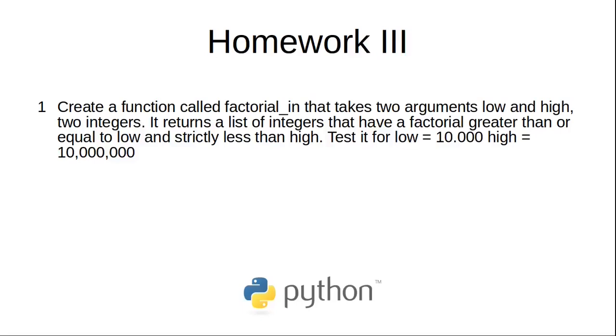Homework. First question. Create a function called factorial_in that takes two arguments, low and high, two integers. It returns a list of integers that have a factorial greater than or equal to low and strictly less than high. Test it for low equal to 10,000, high equal to 10 million.